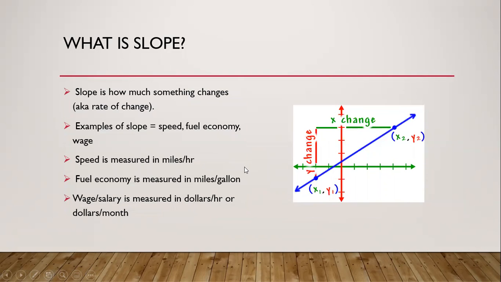Slope, I apologize, is how much something changes, aka rate of change. So let's think about some examples of slope. Speed is a slope. Fuel economy is a slope. Wage or salary is a slope. Speed is measured in miles per hour.